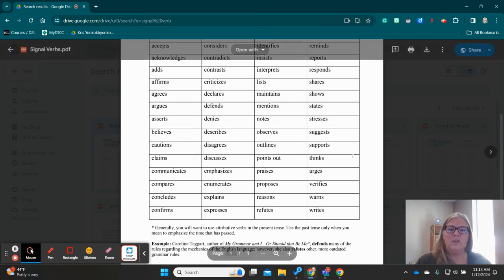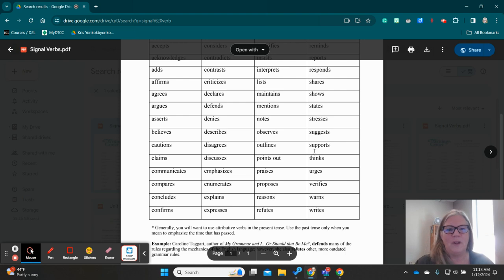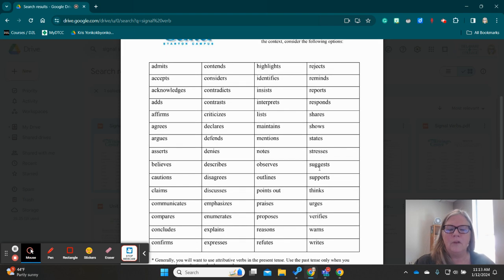I do want you to notice that the verb "talks about" is not on this list. A lot of students want to use "talks about," and I don't know if it's just a pet peeve of mine or if it really isn't a verb that you should be using, but it's not on this list. Try to avoid it if you can. So you can vary how you refer to the author. You can vary the verb that you use.